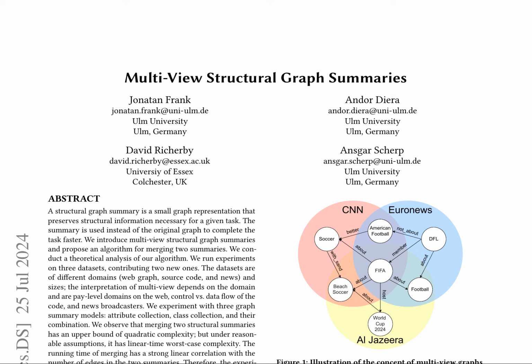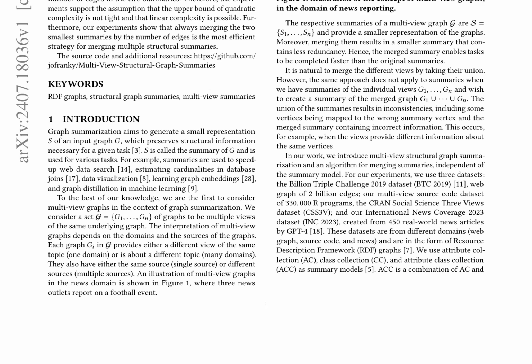The authors highlight the challenges of merging summaries, as simply taking the union of the summaries can result in inconsistencies and incorrect information. They propose an algorithm to address this issue and evaluate its performance using 3 graph summary models: attribute collection, class collection, and their combination. The experiments are conducted on 3 datasets: the Billion Triple Challenge 2019 dataset, a multiview source code dataset, and the International News Coverage 2023 dataset.